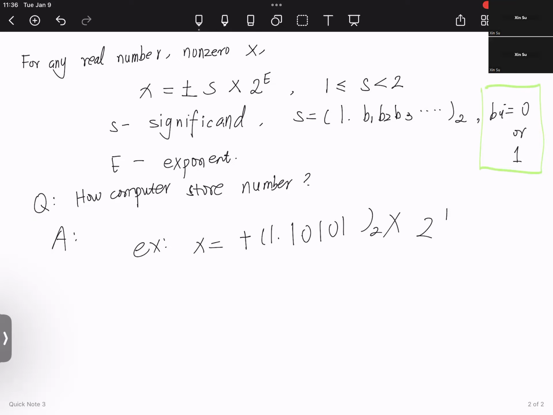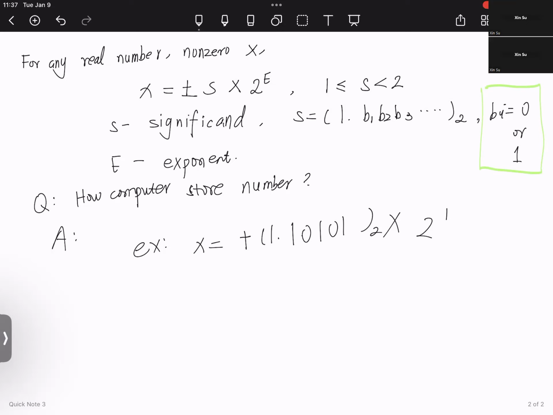Because the leading 1 is fixed, we just need the information about the numbers after the decimal point. So we just need to know 10101, and then the computer knows, okay, my significand is 1.10101. The computer also needs to know the exponent, and the exponent is 1. Now the computer knows this is my number, and I can store the number with 1, 2, 3, 4, 5, 6 bits.